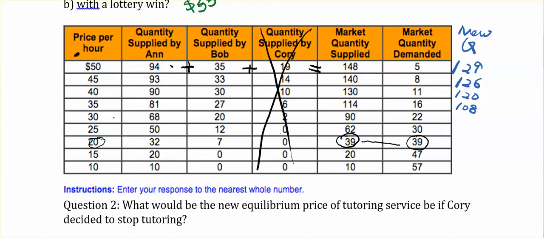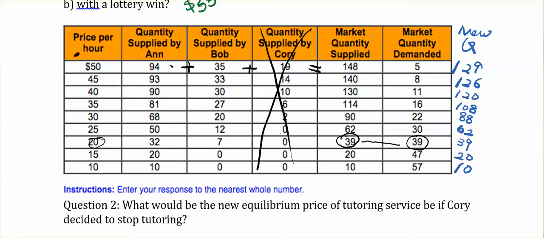When the market price is 30, you use 68 plus 20, you get 88. When the market price is 25, you use 50 plus 12, and you get 62. When the market price is 20, you get 32 plus 7, and that is 39. When the market price is $15, that is 20 plus 0, so that is 20. And when the market price is 10, 10 plus 0 equals 10, so the market supply is 10.